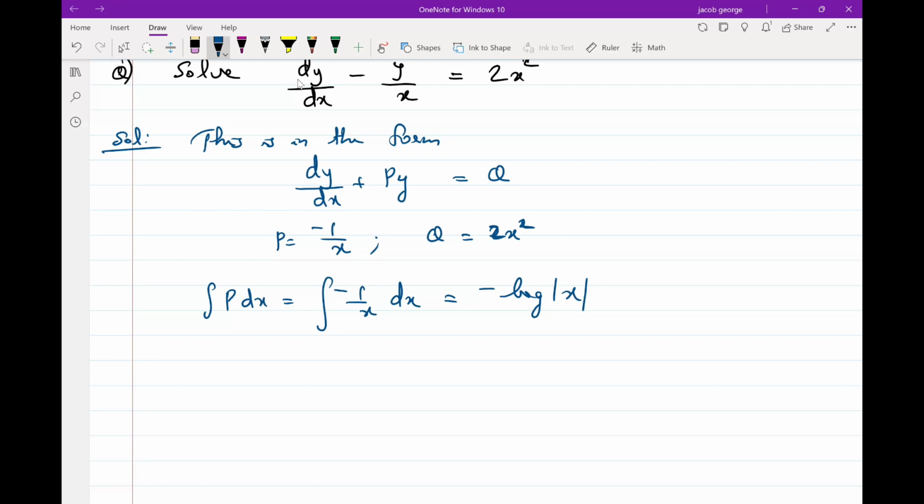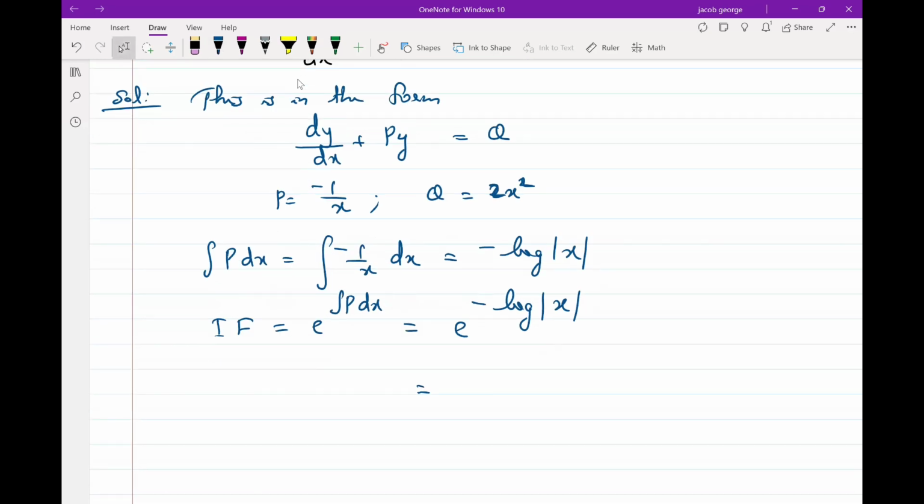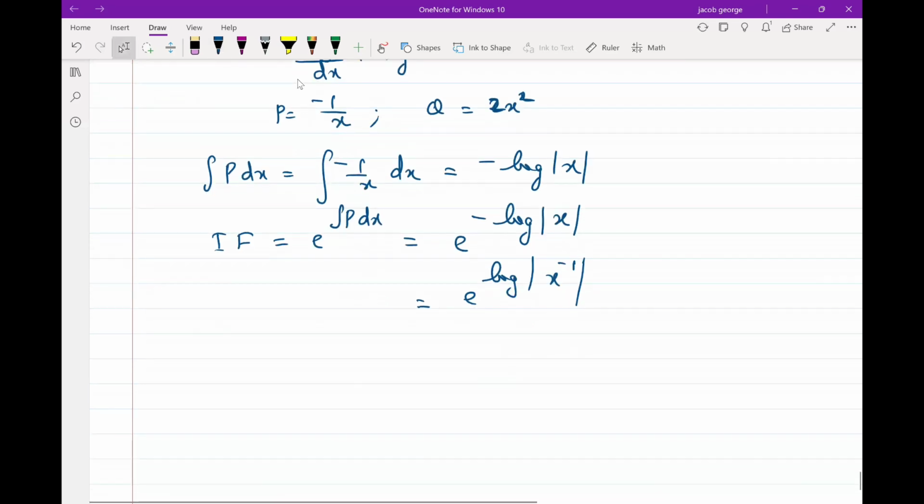Integrating factor will be the next step. Integrating factor is e raised to integral p dx. That is e raised to minus log mod x. We can take that minus 1 as the power of x, right? r log a is log a raised to r. So how will you write it? x to the power minus 1, so log x raised to minus 1.